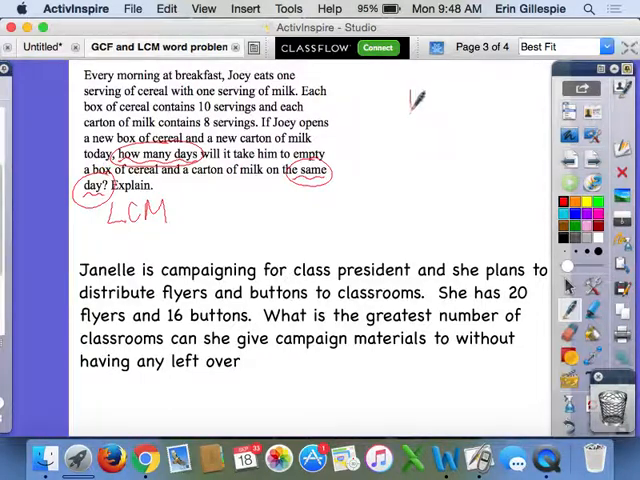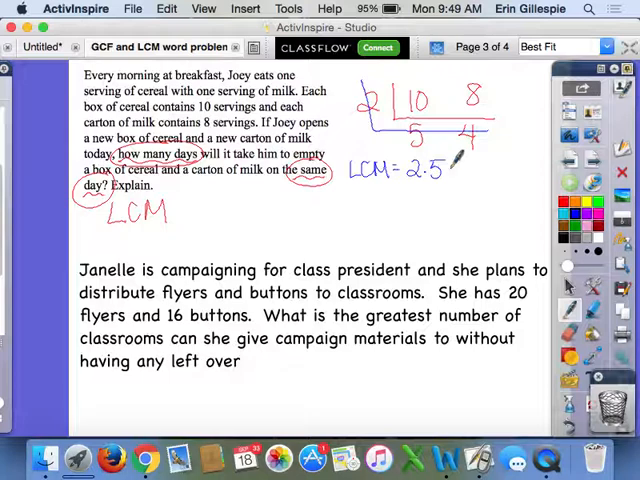So we have 10 and 8. Let's use our cake method. Those are both even numbers, so I'm going to divide by 2. That gives me 5 and 4, and there is no number that divides into both 5 and 4. Since I'm finding LCM, remember that means we make a big L with the numbers on the outside here. So our LCM is 2 times 5 times 4. 2 times 5 is 10. 10 times 4 is 40. So in 40 days.